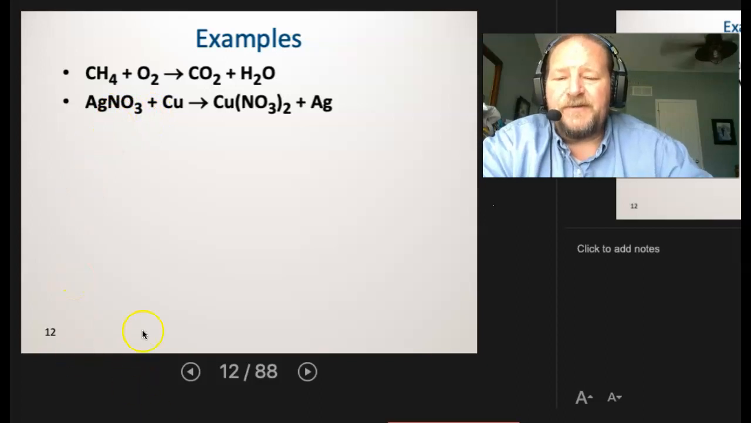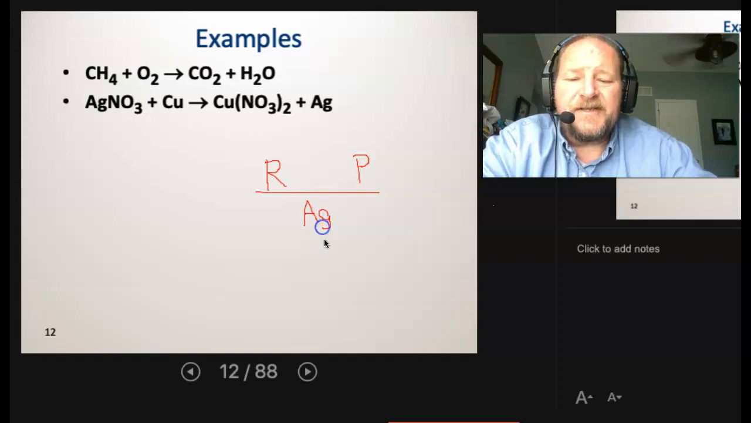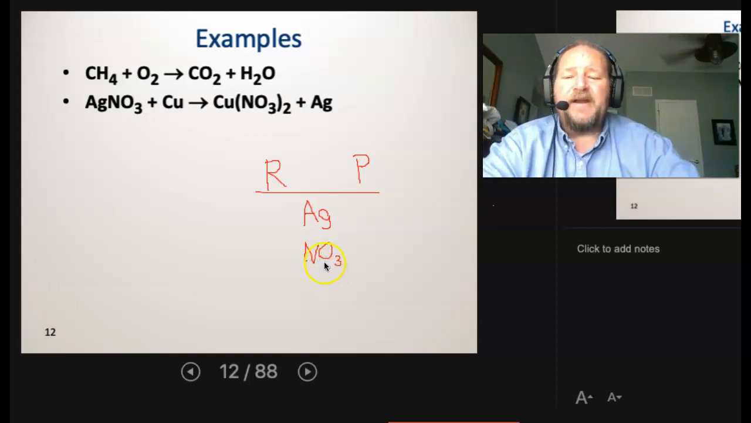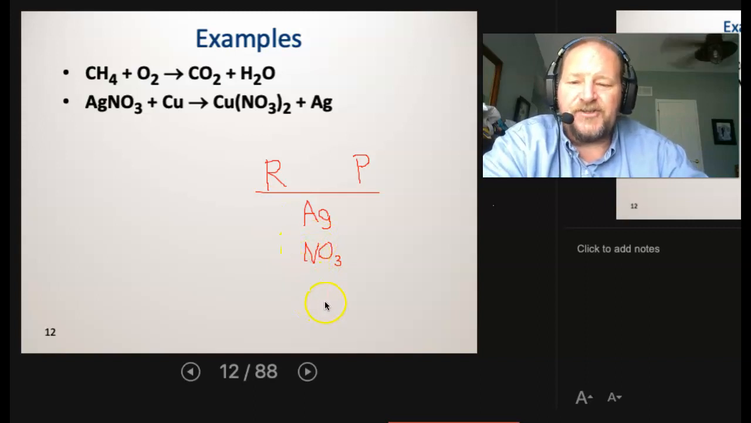So what we're going to be able to do is when we set up our table, we don't need to balance everything. What we can do is balance silver. Since the nitrate didn't break apart, I'm going to balance nitrate, NO3. Now, if my nitrate had broken apart, I would have to do it separately, nitrogen and oxygen. In most cases, nitrate's not going to break apart. It's going to be on both sides. So as long as you see it on both sides, you can treat it as an individual element.